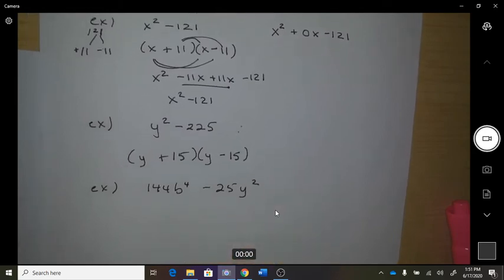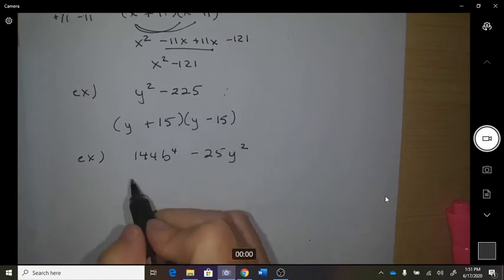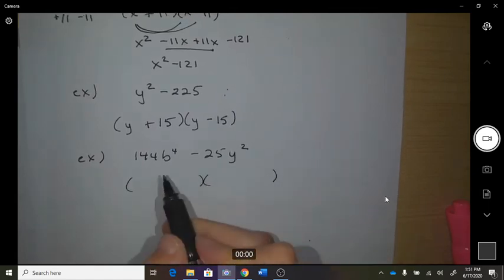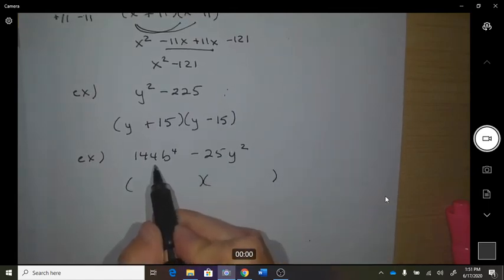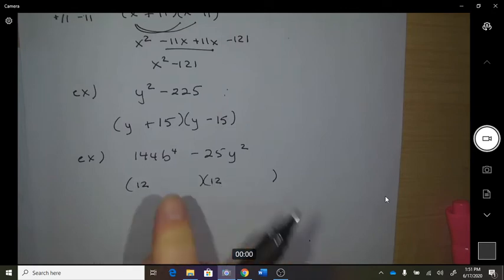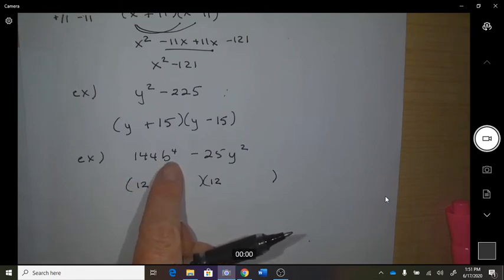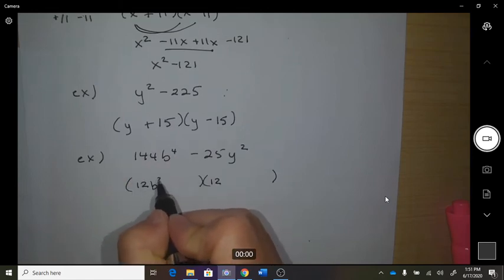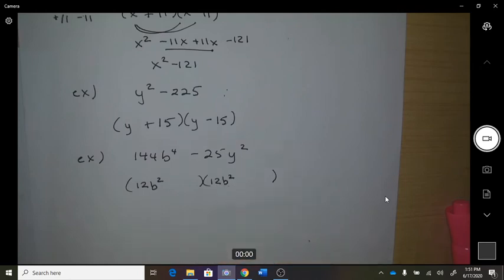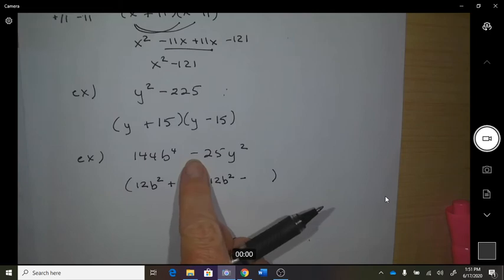Okay, last example. Same difference of squares, so 2 brackets. So what times what is going to make this term? So 12 times the 12 would get me the 144. And what times what would get me b to the 4th? B squared and b squared. Okay, I know there's going to be a plus and a minus. That's the only way to multiply to a negative number, is one opposite of the other.